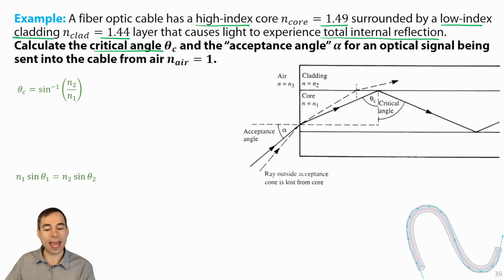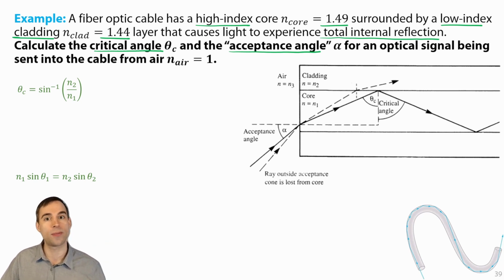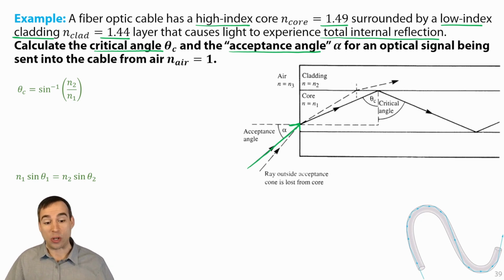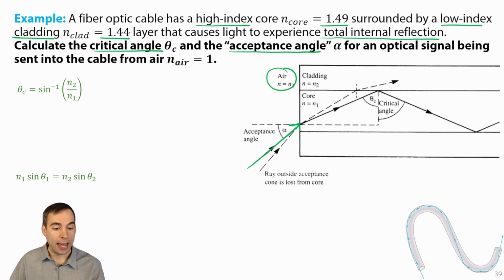Calculate the critical angle first for this fiber optic cable, and then we're also going to discuss a little bit about how fiber optics work in a more extended application. They also have something called an acceptance angle, alpha, which is essentially the angle that would be required for light to enter into this fiber optic cable such that it does obey total internal reflection. So essentially we'll have light coming from air, entering into the core, and then being totally internally reflected by the cladding. So first, let's calculate the critical angle.